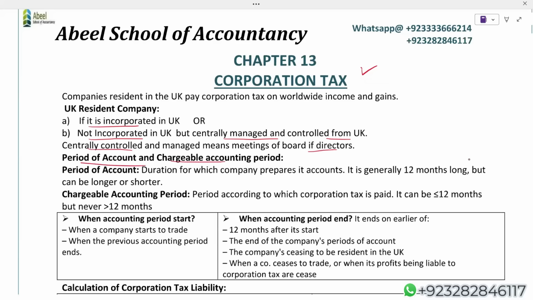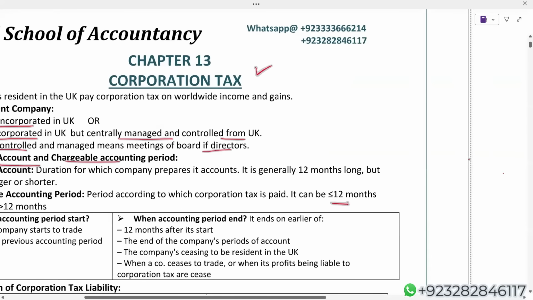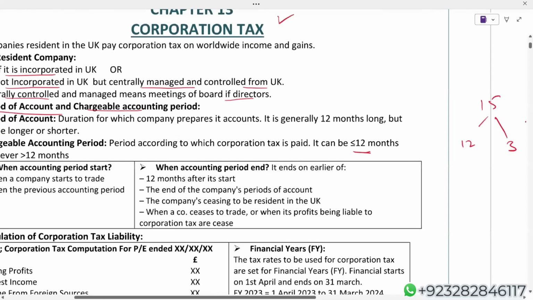Period of account and chargeable accounting period. Generally, the period of account is 12 months long, but it could be more than 12 months. But chargeable accounting period can only be less than or equal to 12 months. If your examiner gives you a period of account of 15 months, then you have to split that into 12 and 3: first 12 months and then the additional months.